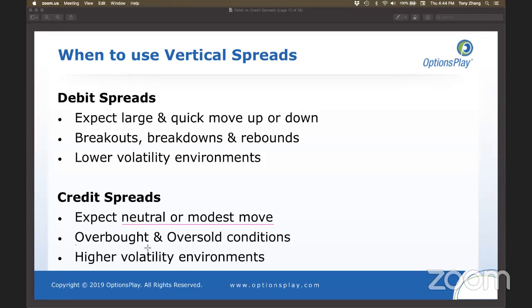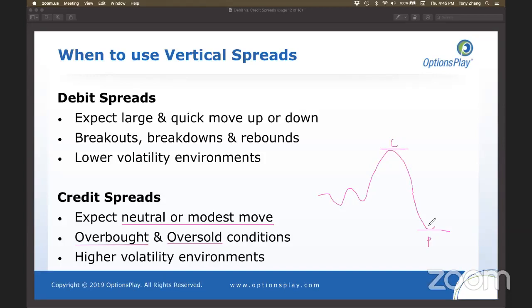These are generally good for overbought or oversold conditions. So if a stock is near overbought and you think it's going to reverse lower, that's a good time to sell a call credit spread. If a stock is near some kind of overbought area and you think it's going to come crashing back down, that's when you want to sell that call credit spread. And when stocks are oversold and you think it's near a bottom, that's when you want to sell a put credit spread.